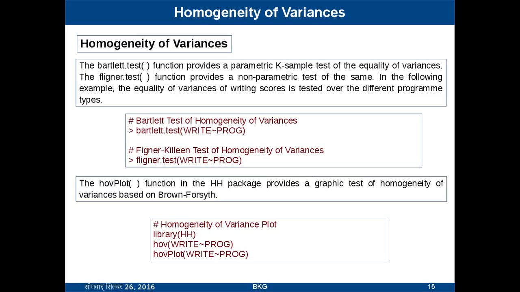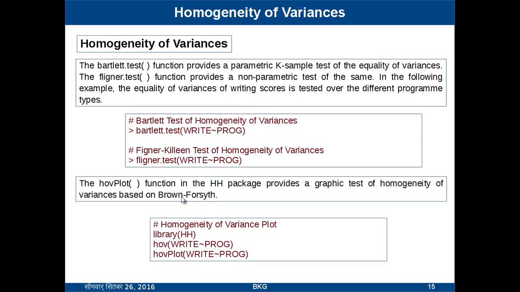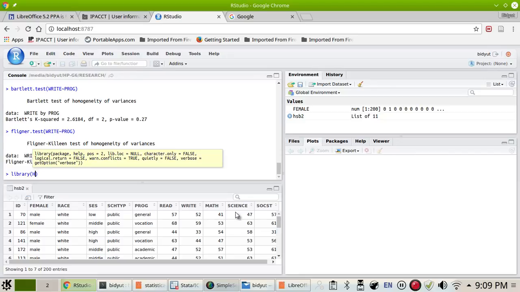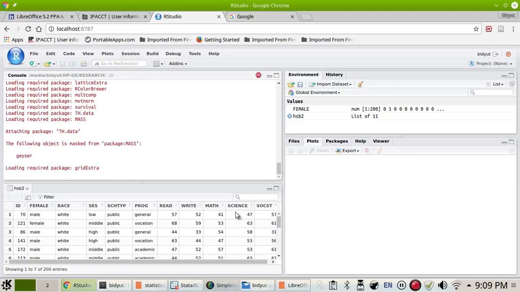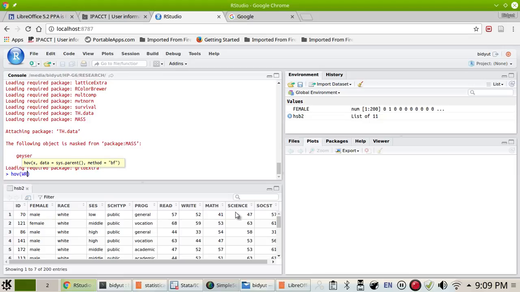Now in RStudio, the HH package provides a graphical test for homogeneity of the variances based on Brown-Forsythe. We use the HH package. Now let us load the HH package. Yes, now we use HOV, right?